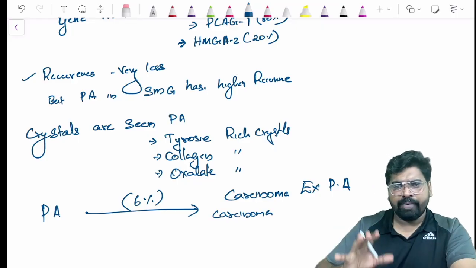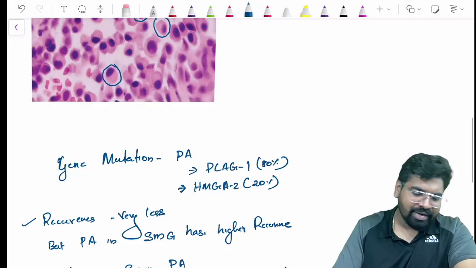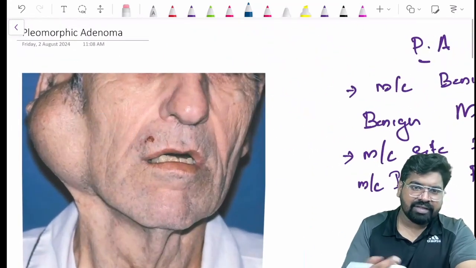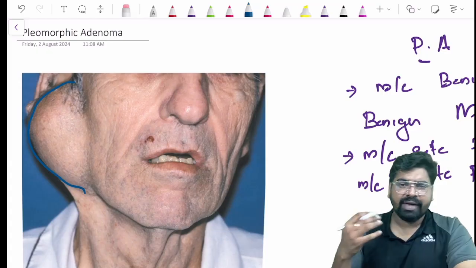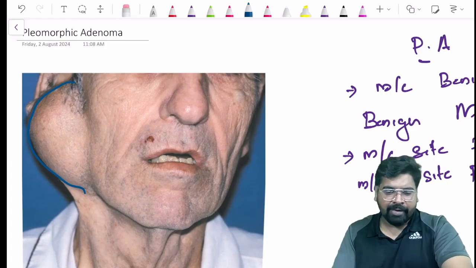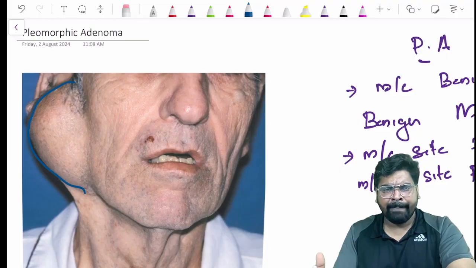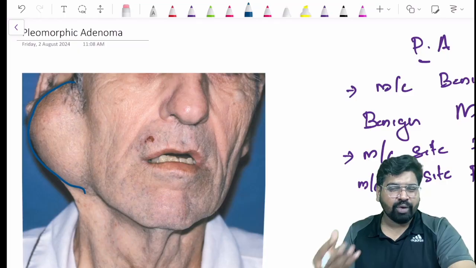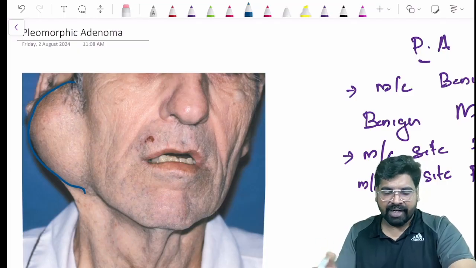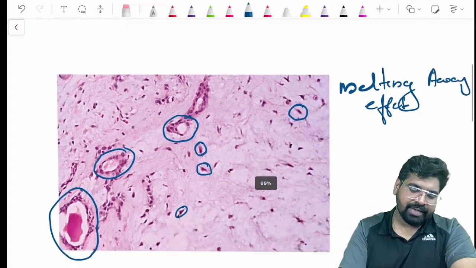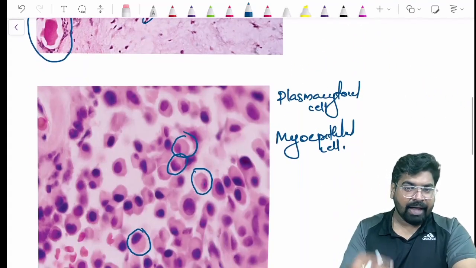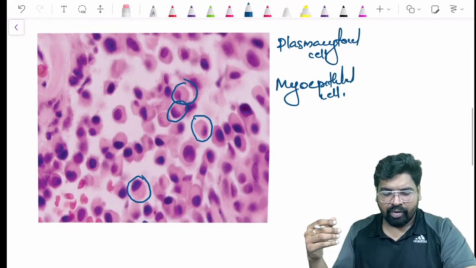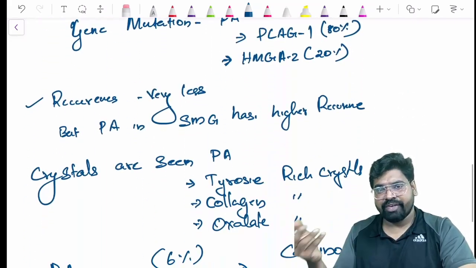Hope you understood pleomorphic adenoma. You can see the swelling here. This is how it presents, as a swelling in the parotid region. It's benign and slow growing. Now you should understand the difference between a malignant and a benign tumor. Benign tumors are slow growing, they won't metastasize. All these things, and you're familiar with the histology here, the plasmacytoid cells, the mutations, and the questions.